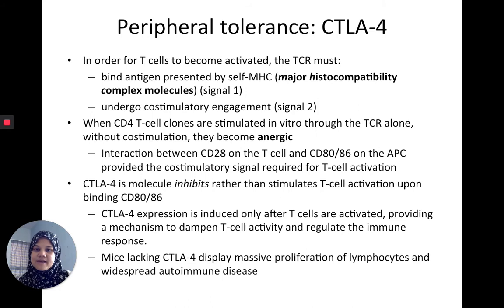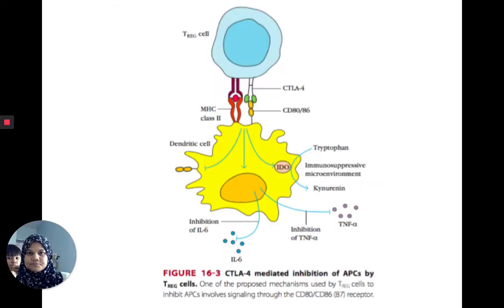Now with CTLA4, that's the molecule that actually inhibits rather than stimulates T cell activation when it binds to CD80 or 86. So CTLA4 is induced when the T cells are activated, which then gives a mechanism to stop the T cell from getting activated and becoming effector T cells. And what you notice is that mice that don't have CTLA4 have a lot of autoimmune diseases.